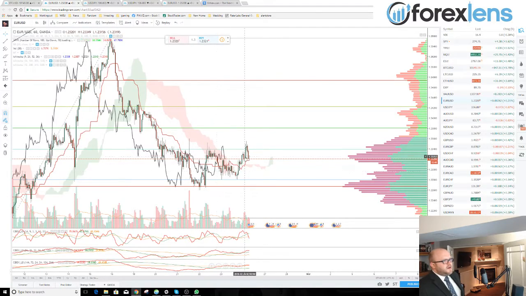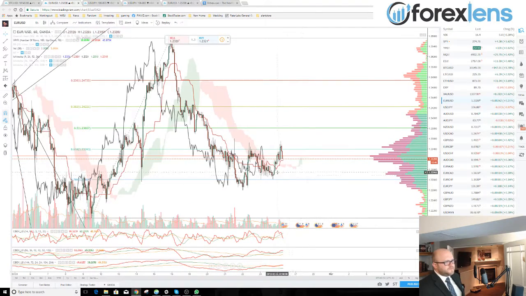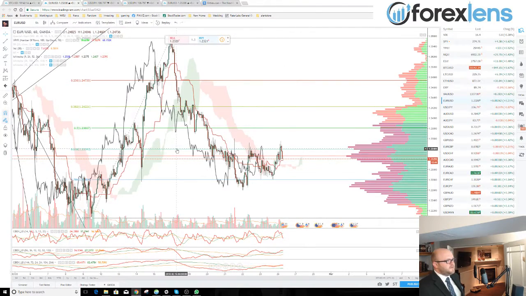So looking at this chart, we have some fib levels from last week drawn on here from the swing to swing, and we are looking at a probable short coming in. Why? Well, we really got kind of stopped up around, we found some resistance a couple times at this level.